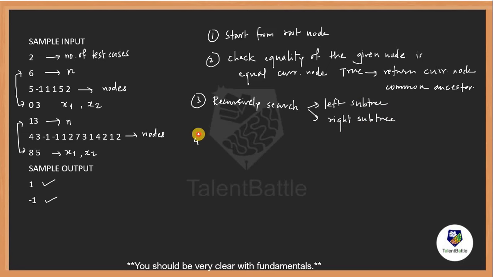Now there are again possibilities. If both the nodes, x1 and x2, are found in different subtrees, this is also one of the possibilities, one in the left and the other in the right. Then we have to return the current node, as it is the nearest common ancestor. So in this case, you have to return the current node.